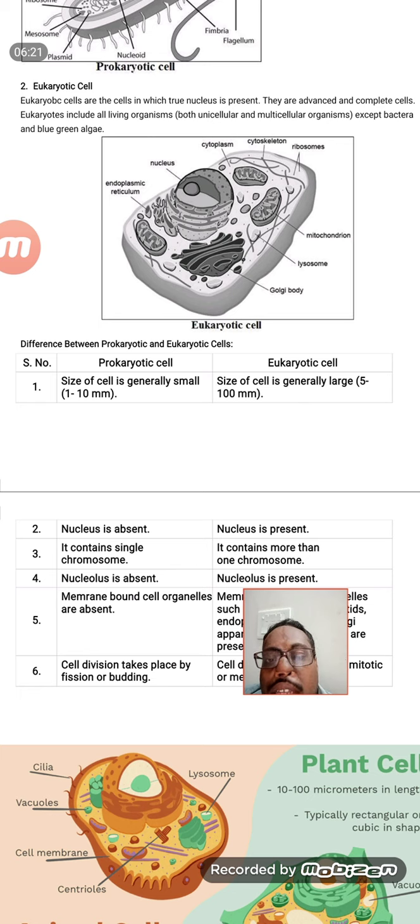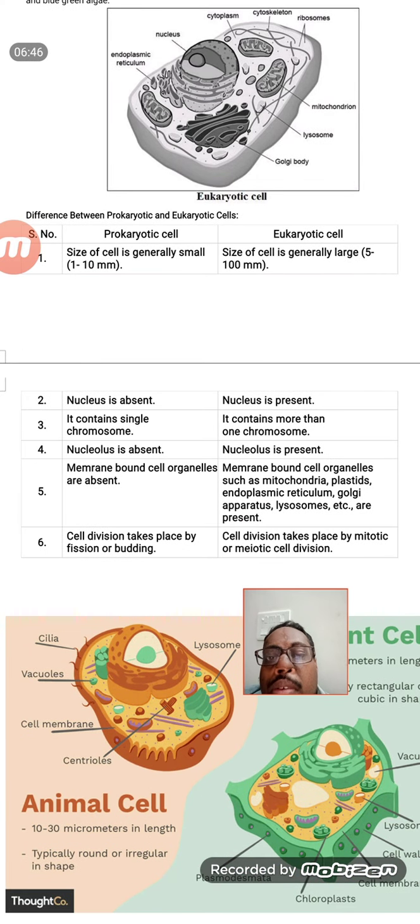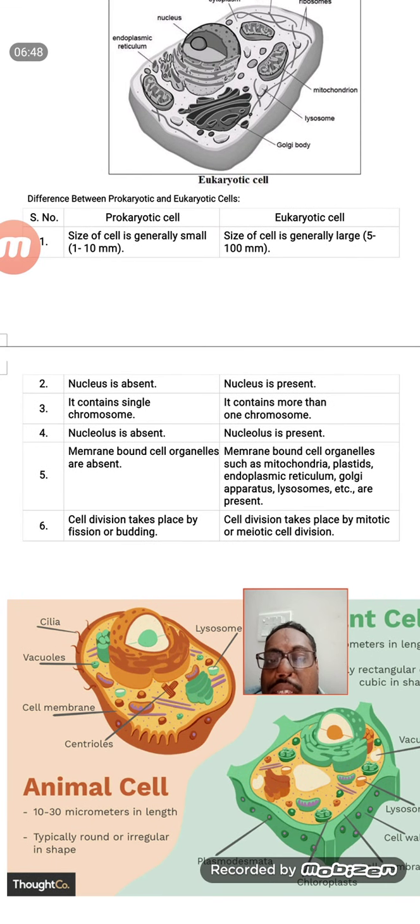And in a prokaryotic cell, the nucleus is absent, and in a eukaryotic cell, the nucleus is present. The prokaryotic cell contains a single chromosome, and the eukaryotic cell contains more than one chromosome. Nucleolus is absent in prokaryotes and present in eukaryotes. Membrane bound organelles like mitochondria and endoplasmic reticulum are absent in prokaryotes, and in eukaryotes all these membrane bound organelles are present. Cell division in prokaryotes takes place by fission or budding, and here the cell division takes place by two processes known as mitotic or meiotic cell division.